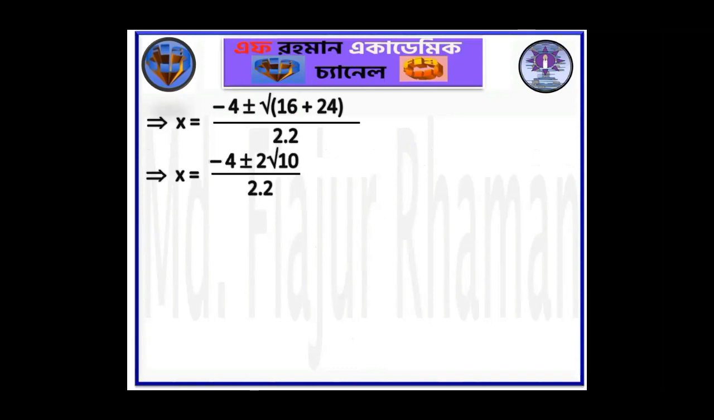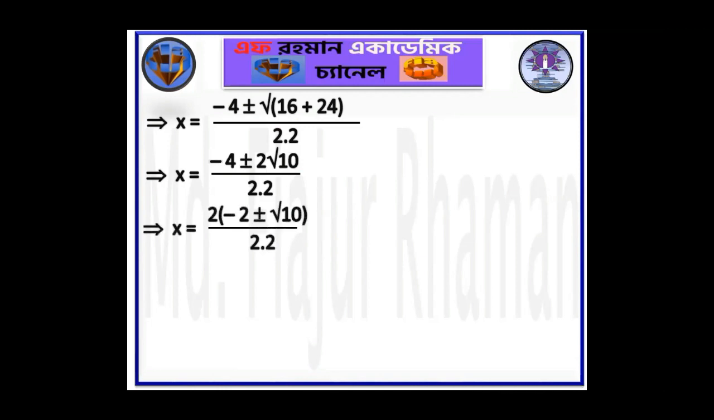16 plus 24 can be written as square root of 40. Square root of 40 is equal to square root of 4 into 10, which is equal to 2 root 10. That's why you can easily write x is equal to minus 4 plus minus 2 square root of 10 by 2 into 2.